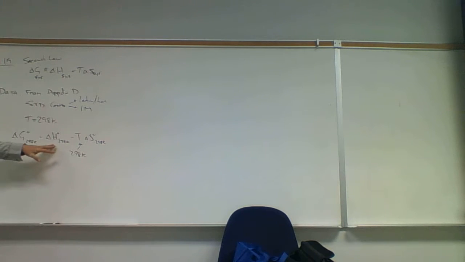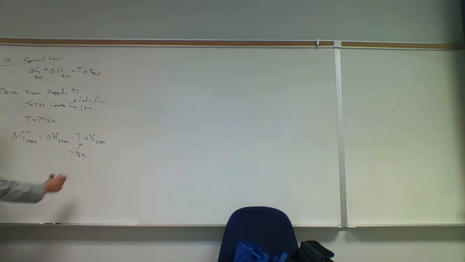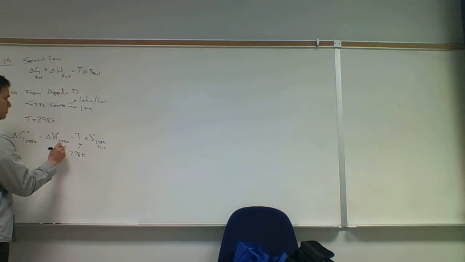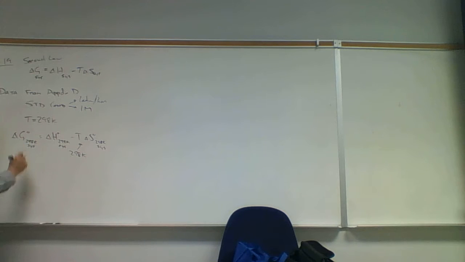And we just use the appendix D data. We can figure out what delta H is using the delta H's of formation. We can figure out what delta S is using the absolute entropies of the substances. This is all for the system. Pretty soon I'm going to drop the word system, because we know it's going to be for the system, not the surroundings. And that's the nice thing about this form of the second law of thermodynamics.